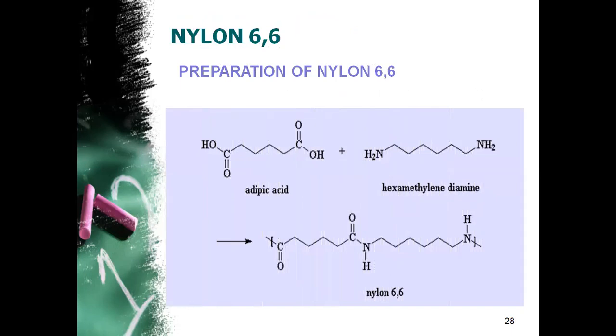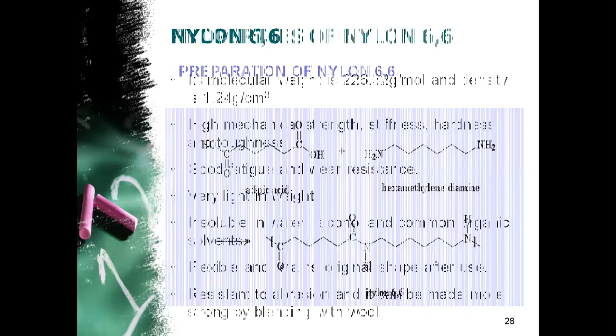Now moving to our next member of nylon, nylon 6,6. It is a type of polyamide and is made of two monomers, each containing 6 carbon atoms. And the monomers are adipic acid and hexamethylene diamine. The combination of adipic acid and hexamethylene diamine gives nylon 6,6. As both of the monomers have 6 carbon, hence named as nylon 6,6. It is either extruded or directly spun into fibers.